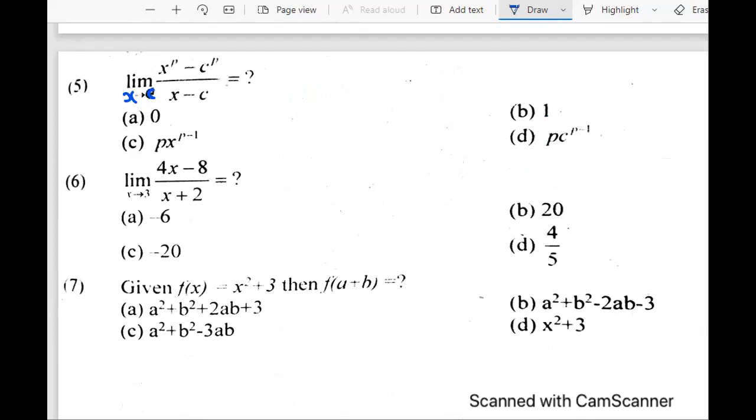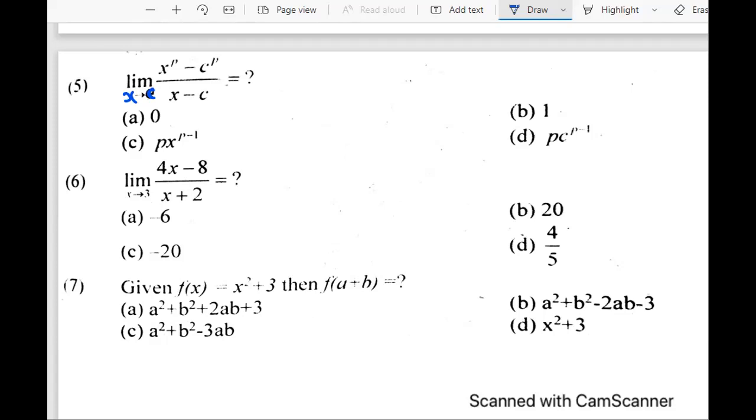We initially have x to the power p minus c to the power p divided by x minus c. When we use c directly, the value becomes 0 in both the numerator and denominator. So just like the first question, this is the indeterminate form. We cannot leave it this way. We need to do something about this.